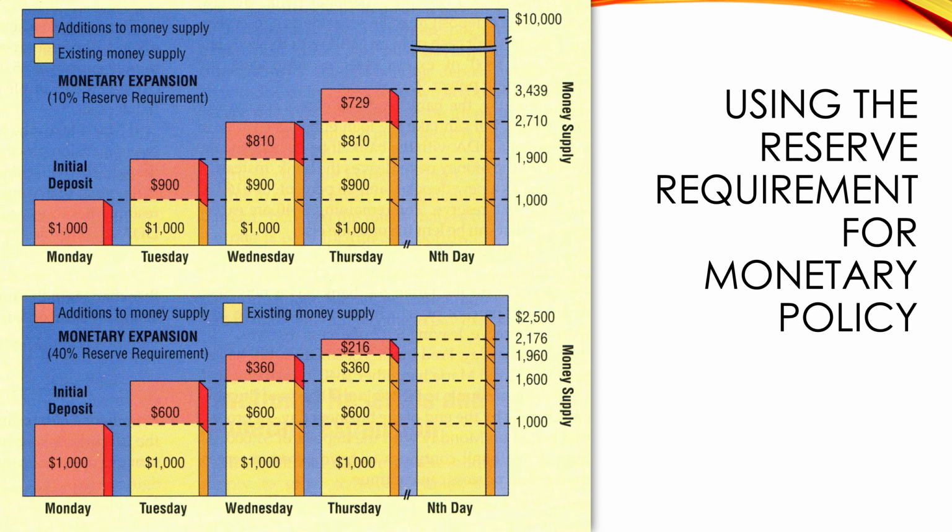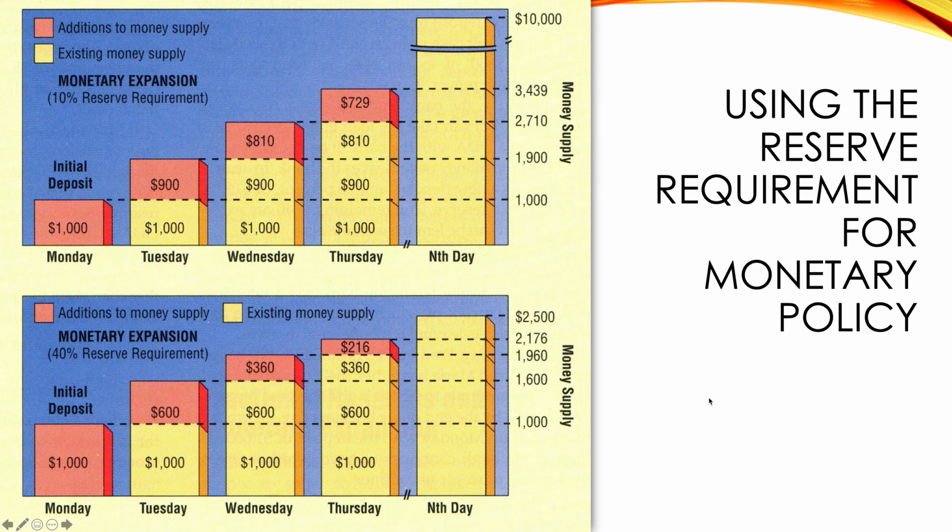And again, look at the difference between the two rounds. In the first round with a lower reserve requirement, 10%, you can see the money supply grows by this much, the red box, each time. When it's 40%, these red boxes are much smaller. So the money supply does not grow by nearly as much.